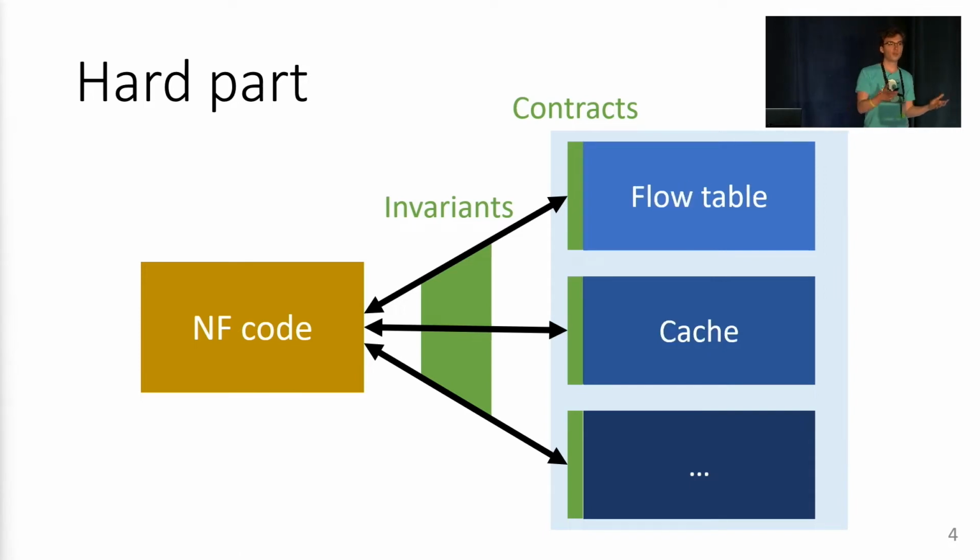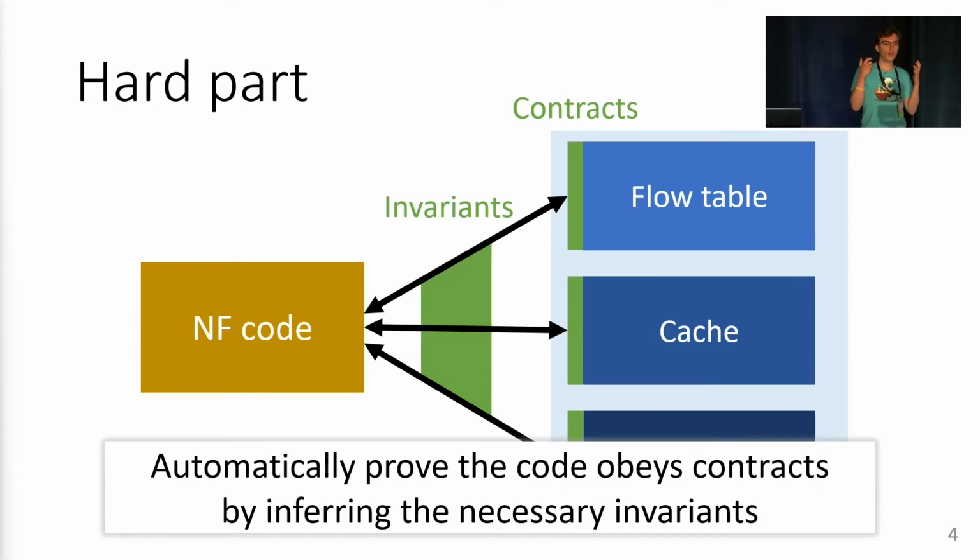For instance, the hash map may be a flow table, and the array may be a cache. And it may be that the network function always adds stuff both to the cache and the flow table. So we don't want the false positive where our tool would say, oh, but if there's an item that is in the cache but not in the flow table, then there will be a crash. Well, that state may not actually happen in practice due to the way the network function code manipulates the data structures. And so we have to prove that the code obeys the contracts of the data structures by inferring all those invariants. And this is the hard part.